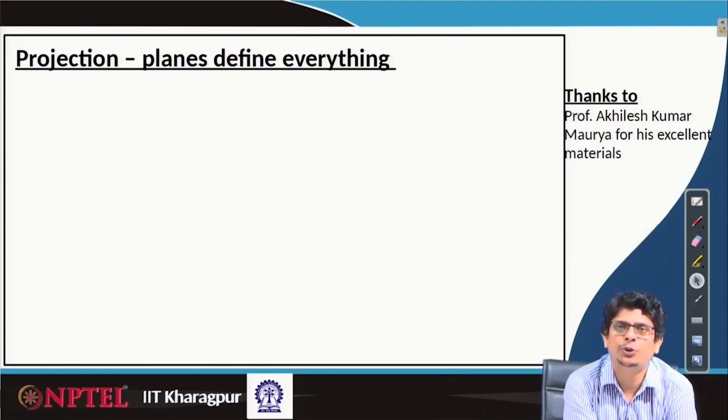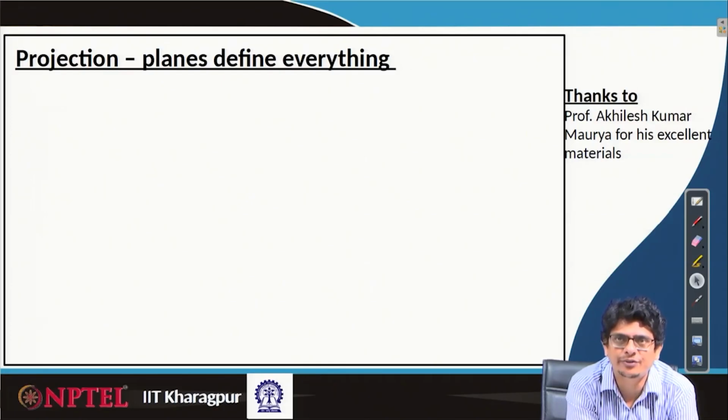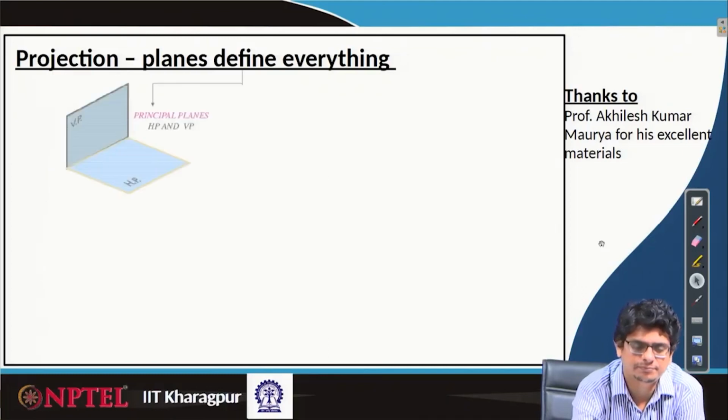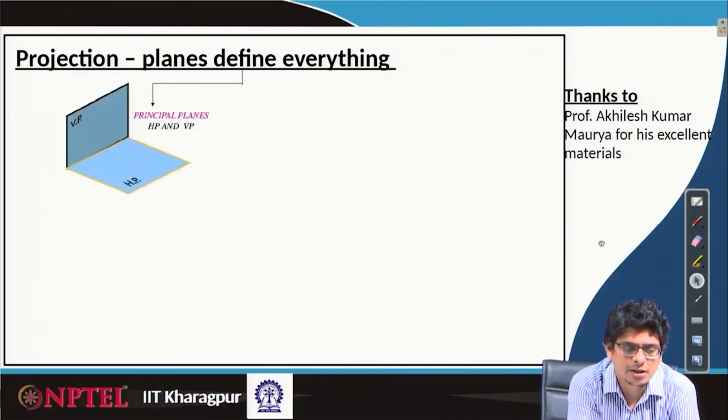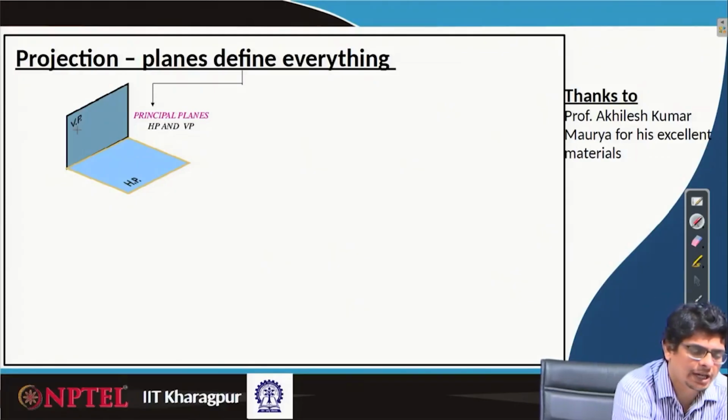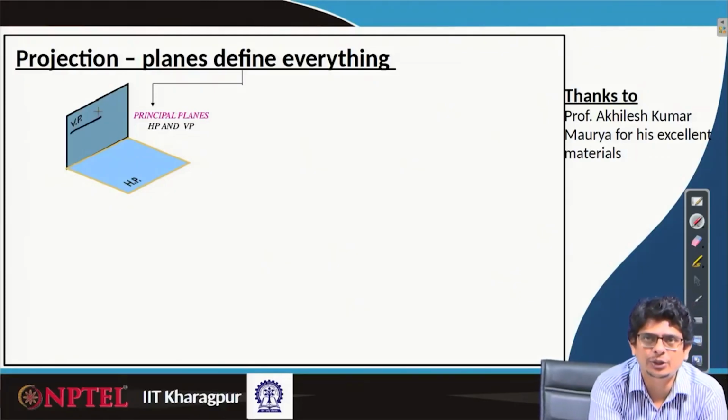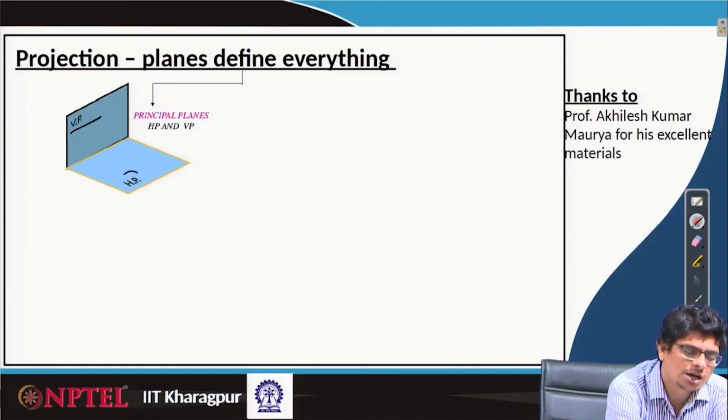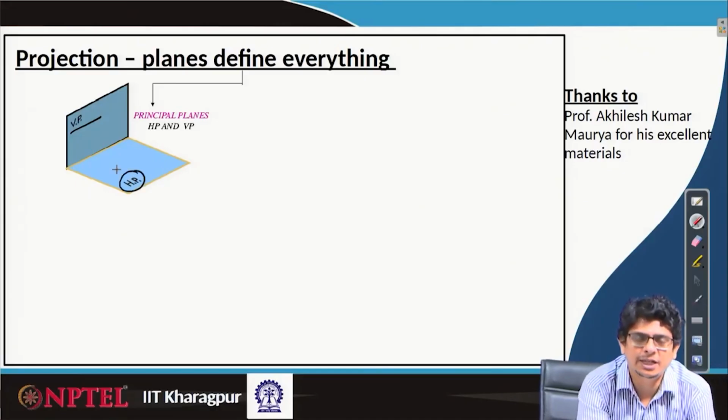In that context, projection of an object onto different views, different planes, defines everything about that object in terms of shape, size and other details. Mainly, two planes are widely used. These planes are called the vertical plane, vertical to the base, and the other one is the horizontal plane. Based on the directions, if it is on the x axis we define it as the horizontal plane, if it is on the y axis, the vertical plane.